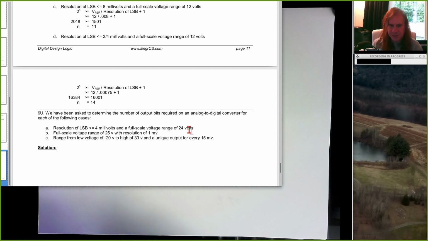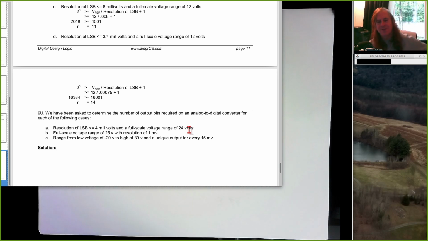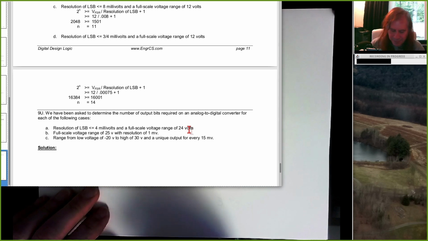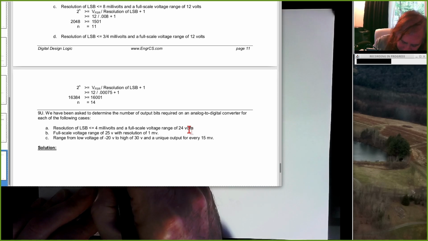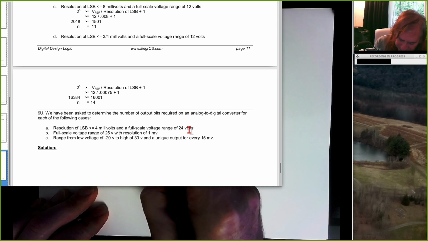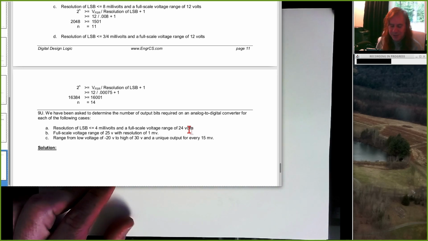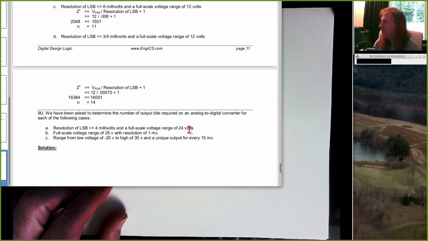So let's just do part A together. We want the resolution. It says less than or equal to 4 millivolts. Determine the number of output bits required. So if we want a resolution of 4 millivolts, that's 0.004. The voltage range is 24, and this is divided by 2 raised to n, where n is the number of bits. And you want to find what the value of n is.